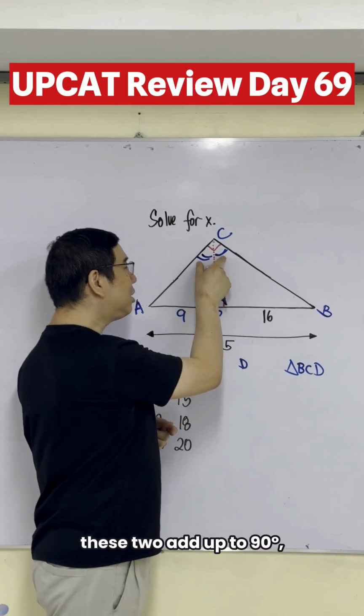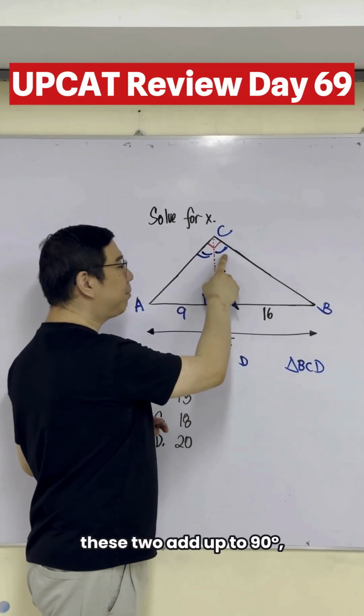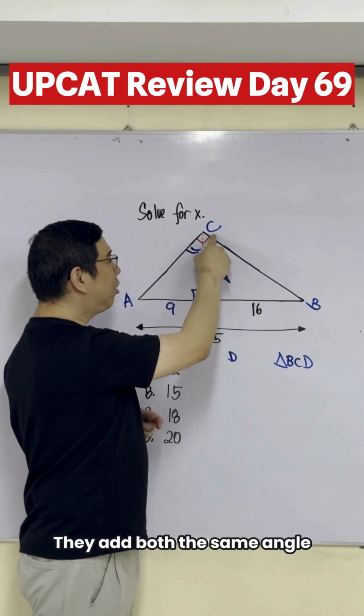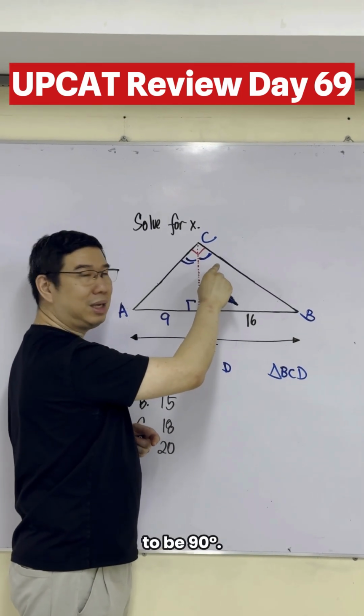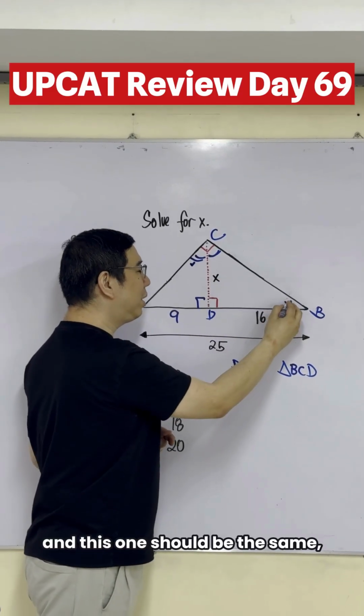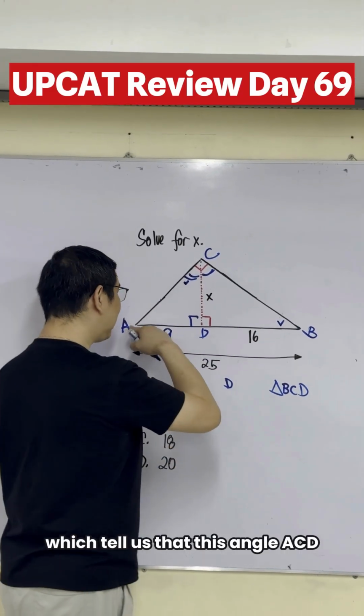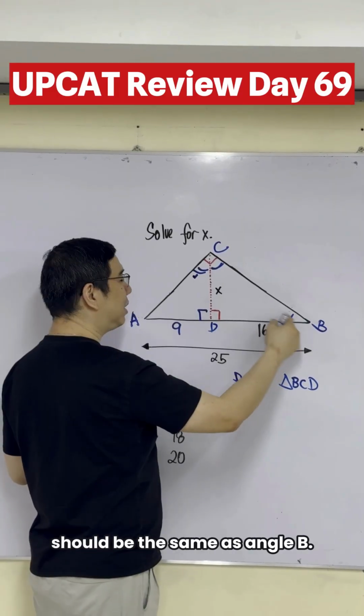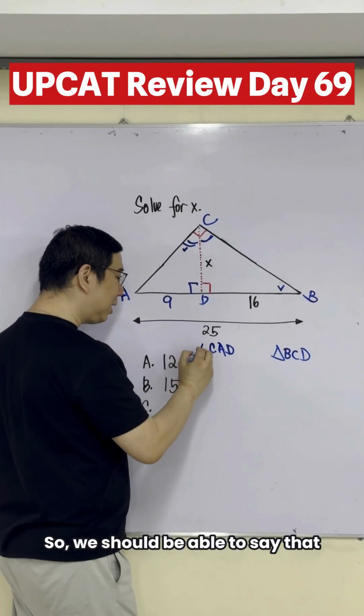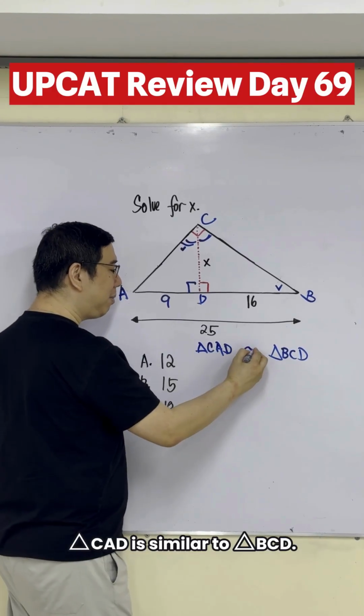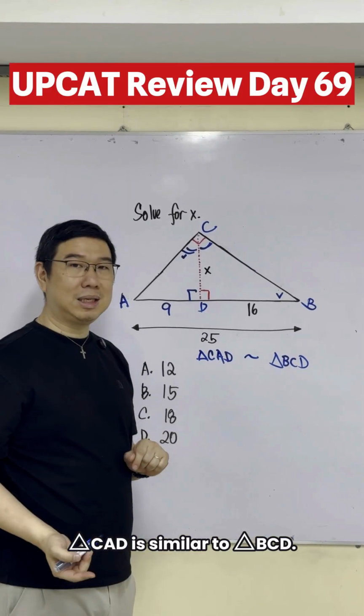So kung sinabi natin this two add up to 90, this two add up to 90, ano ibig sabihin? They add both the same angle to be 90. So that means this one and this one should be just the same. So which tells us that this angle ACD should be the same as angle B. So we should be able to say that triangle CAD is similar to triangle BCD.